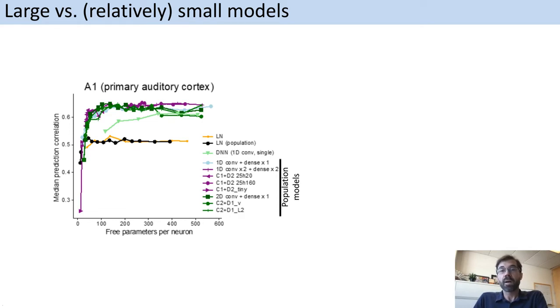On the other hand, all the DNN models performed quite similarly, and this includes, again, both the 1D convolution as well as the 2D convolution architecture, and a number of different variants that are schematized here. One thing to note is that the single neuron DNN achieved almost as good performance, but required generally a larger number of parameters per neuron in order to achieve the same level of performance.